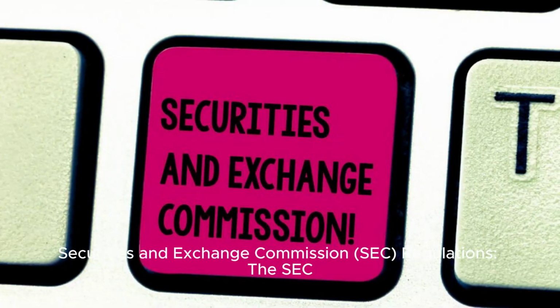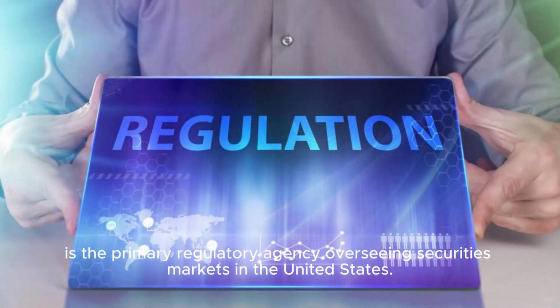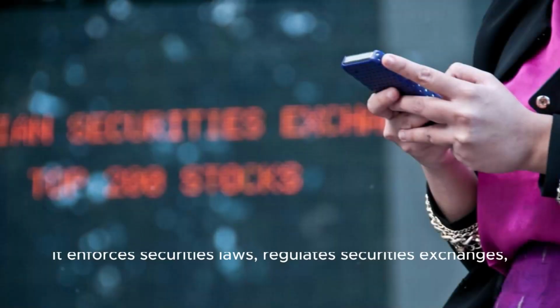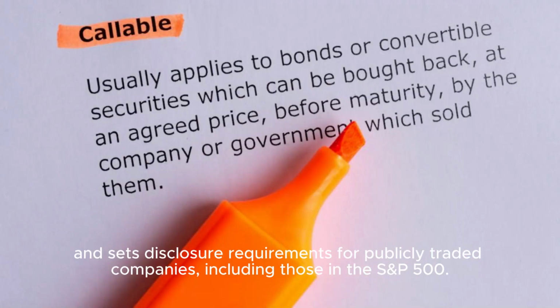Securities and Exchange Commission (SEC) regulations. The SEC is the primary regulatory agency overseeing securities markets in the United States. It enforces securities laws, regulates securities exchanges, and sets disclosure requirements for publicly traded companies, including those in the S&P 500.